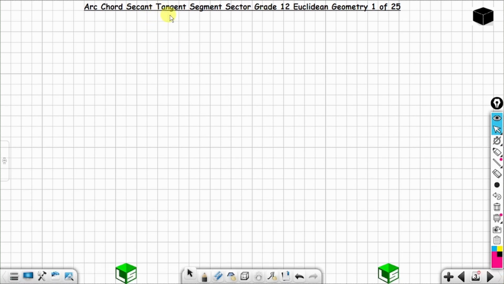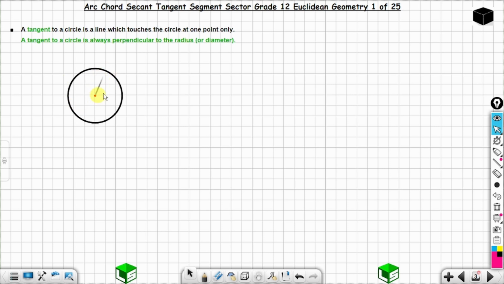Now we are going to see tangent. A tangent to a circle is a line which touches the circle at one point only, and a tangent to a circle is always perpendicular to the radius, or always perpendicular to the diameter. So you have a circle and you have this radius and you have a tangent touching this circle at one point. This is the point of contact. So the angle formed by the tangent and the radius is always 90 degrees. So this is perpendicular, meaning the angle between them is equal to 90 degrees.